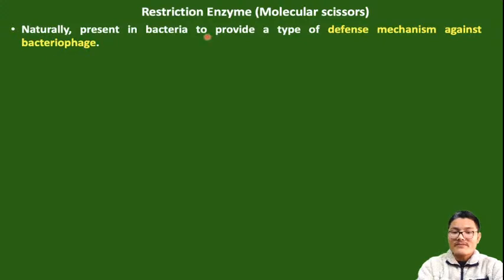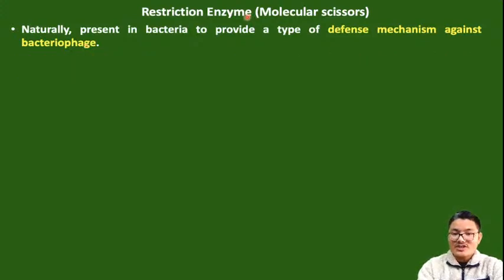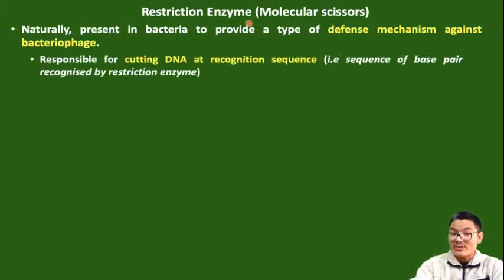And suppose the bacteria has restriction enzyme, and the bacteriophage has already injected the DNA into the bacteria, then the bacteria can release restriction enzyme, and the restriction enzyme will cut or digest the DNA injected by the bacteriophage. Hence, bacteria protect or defend themselves against infection or attack by bacteriophages. Okay, so with reference to such a mechanism, we can use restriction enzymes in our DNA technology, genetic engineering processes, right?